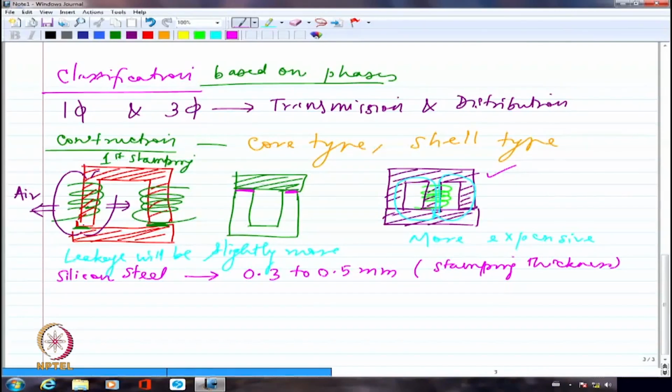Rather what you do is, you make the stamping in the shape of C. Then you just put the winding like you put a ring, right, on a finger. So you put the ring, and then close the other side. That is how generally the transformers are made, because the windings are extremely heavy. That's the reason. Got it?